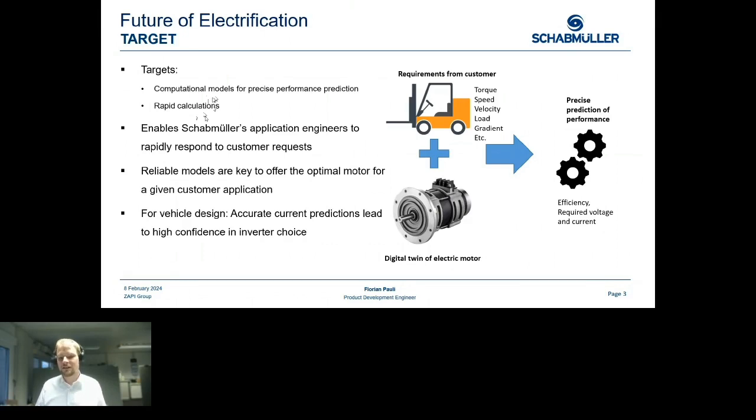And when it comes to designing a vehicle, an accurate prediction of the motor parameters leads to high confidence in the choice of the correct inverter. So what's our goal? Our goal is to take the requirements from our customers, use our models, which can be regarded as a kind of electric digital twin of the electric motor, and then have a precise performance prediction.